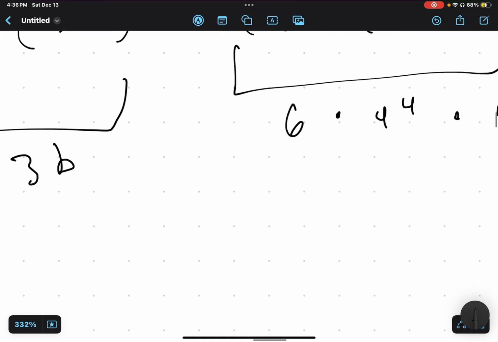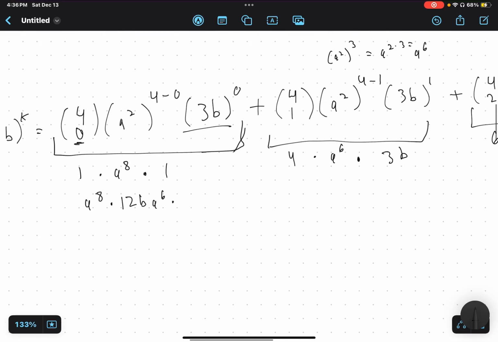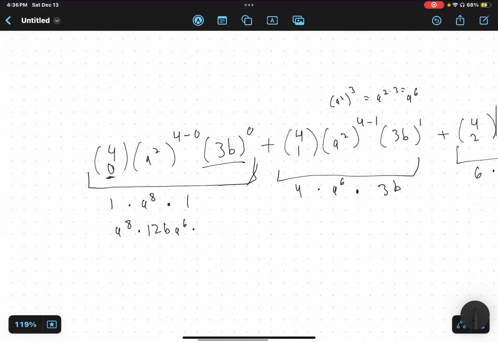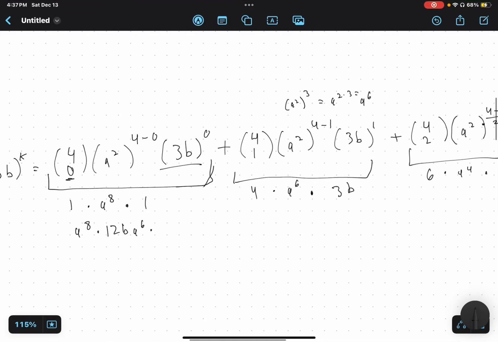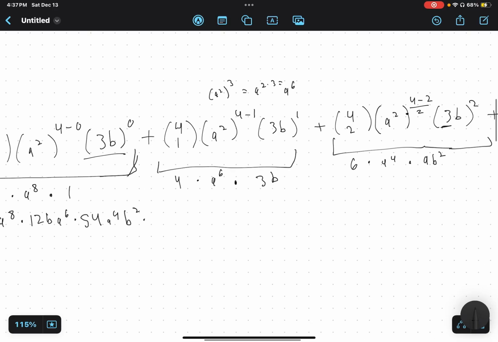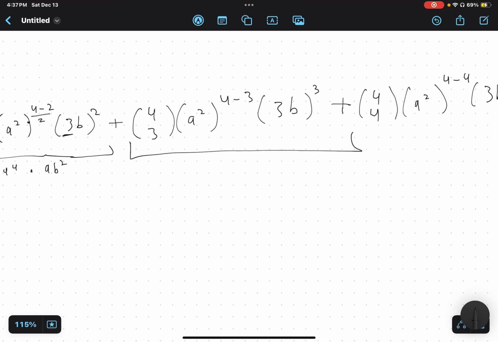Okay. So now we're going to bring it down here. And I'm going to zoom out a little bit so this is easier for us to look at. We're going to go over here and it's going to be 6 times 9. It's going to be 54, which is just 6 times 9. A to the power of 4, b squared. Really easy. Then we're going to go to the next one. 4 choose 3, 4. And I'm just going to fast forward from here because I think you guys get the point.